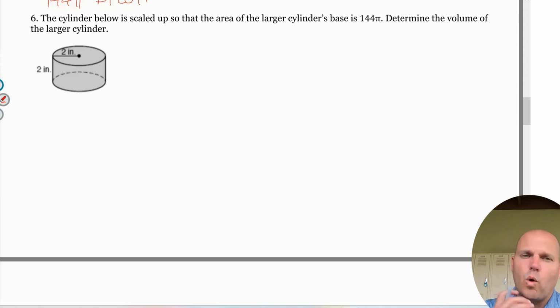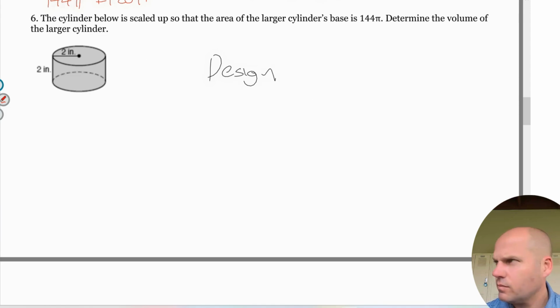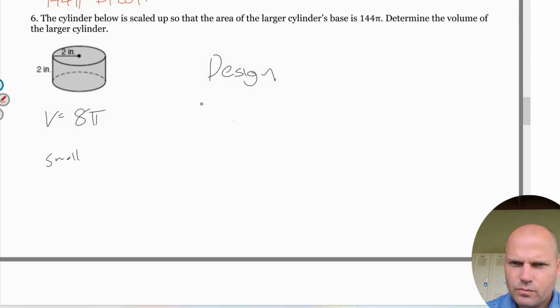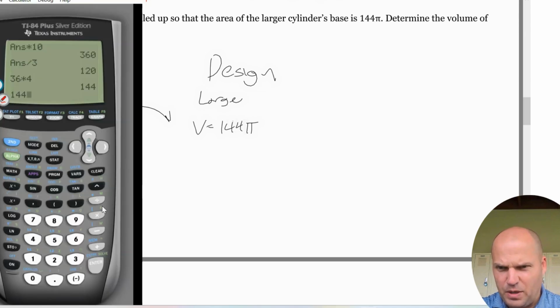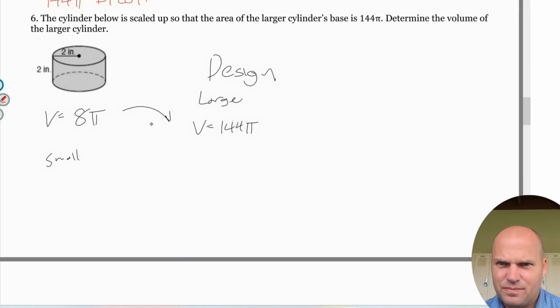I think what we wanted you to do here, this is the design of the problem. If you do this differently, it's fine. The volume of this, which is pi r squared h, is 8 pi. So it's 4 pi times 2 is 8 pi. Now, this is like the small guy. The large guy has a volume of 144 pi. What is that difference? Not difference, but how many times bigger is that? 18 times bigger. Shoot, never mind.